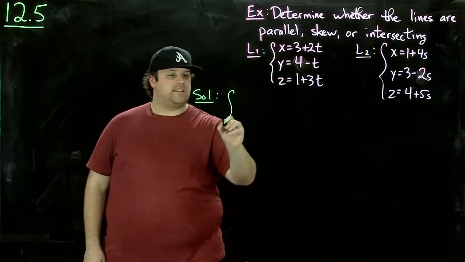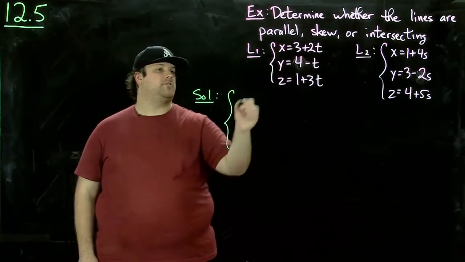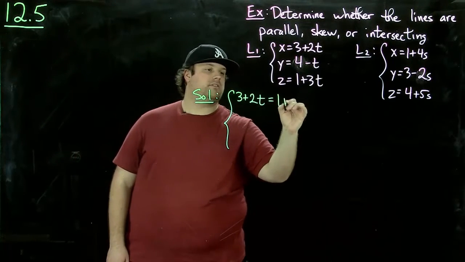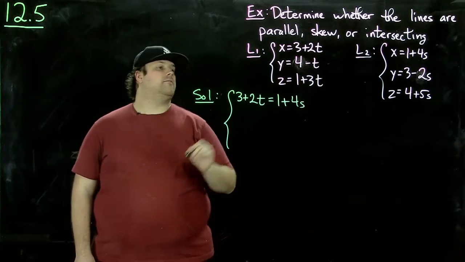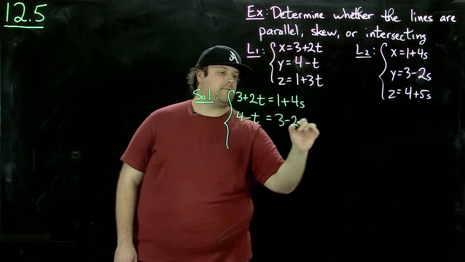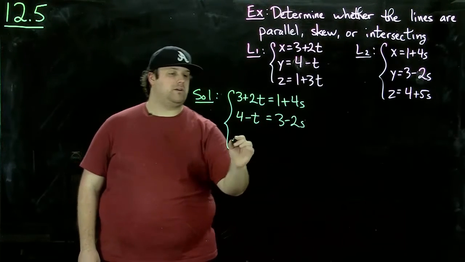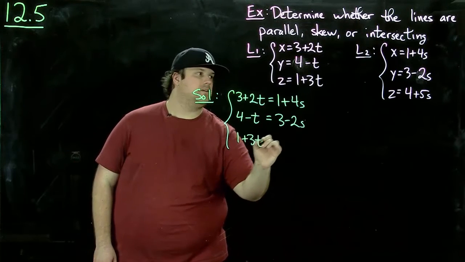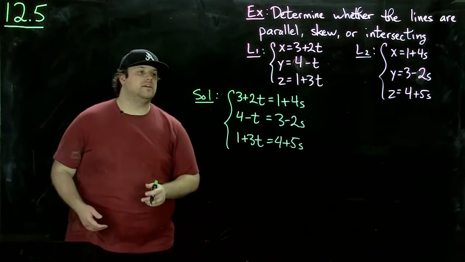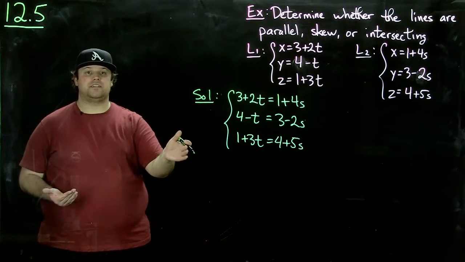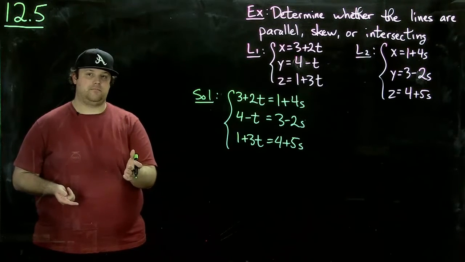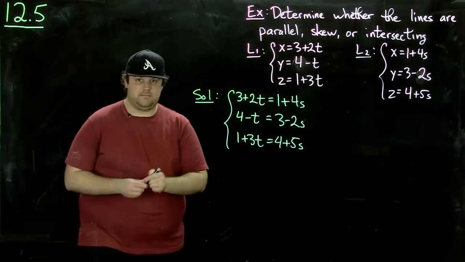And that's just by setting their components equal to each other. So 3 plus 2t, that had better equal 1 plus 4s. 4 minus t is 3 minus 2s. And 1 plus 3t equals 4 plus 5s. So remember, if we can solve this, the lines intersect. If we cannot solve it, the lines are skew. So let's actually work on solving this now.